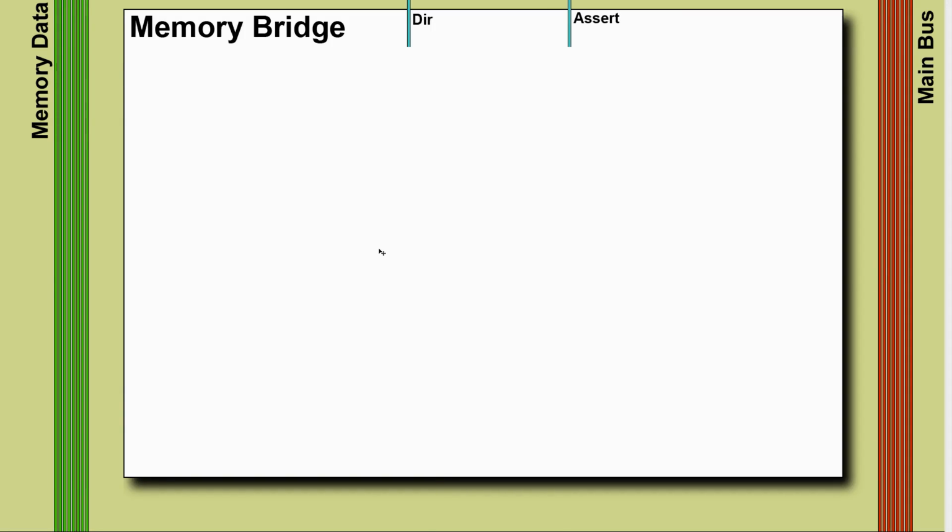Now let's have a think about what the memory bridge needs to be. On the left here we've got the memory data bus, and on the right we've got the main bus. Now we've got two lines coming in, one is assert and one is direction. I've not put the load line on here because it doesn't actually relate to the memory bridge. The load is going to be used to trigger the memory write operation.